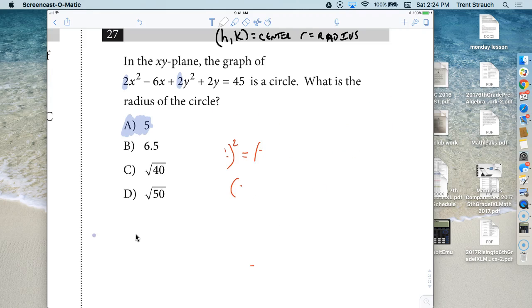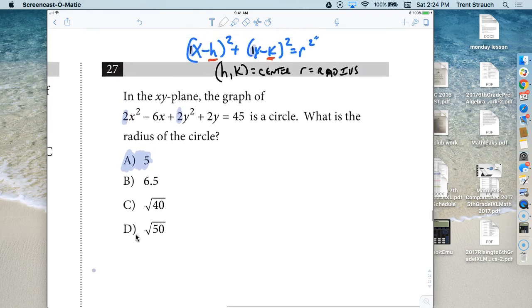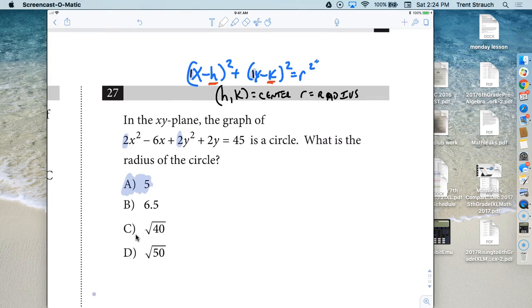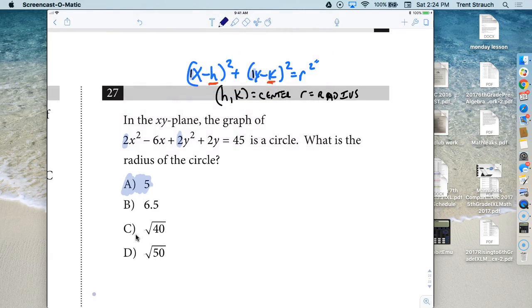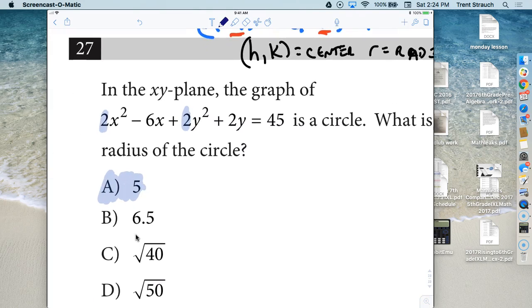All right, now again, they have this question on every test. So I need everybody to make sure they have (x minus h) squared plus (y minus k) squared equals r squared. h and k is the center and r is the radius. That's what you must know. Now, to put it in that format, you have to complete the square. The problem is most people forgot that the leading coefficient has to be a 1. So I have to divide everything through by 2.